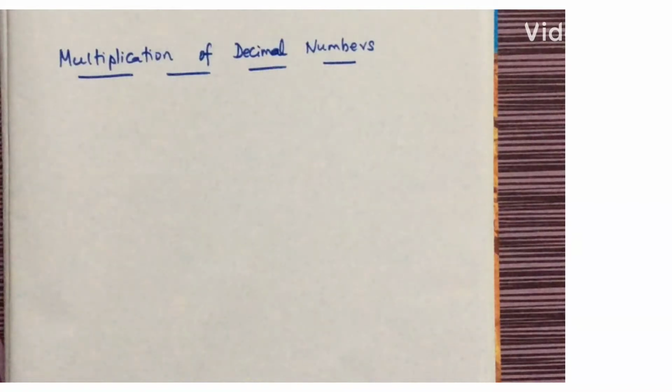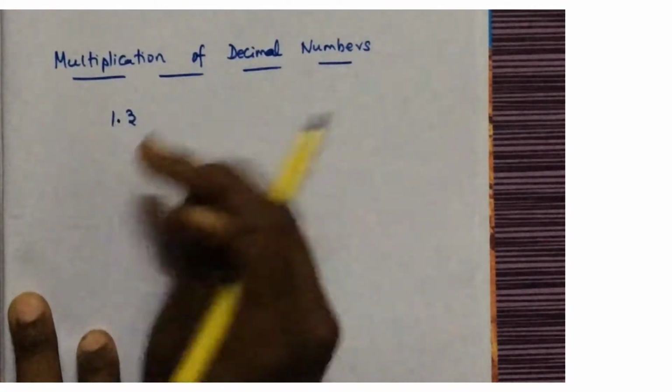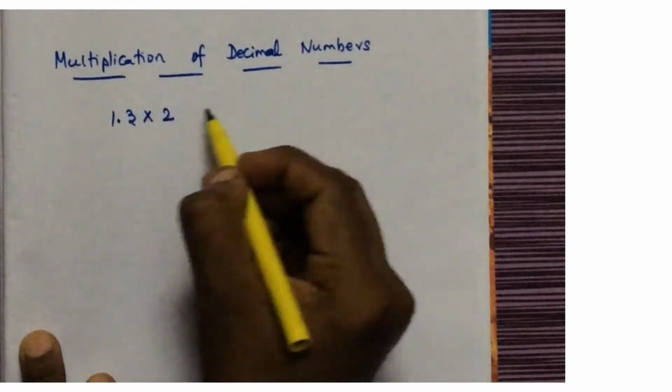Good morning. In this class we are going to see about multiplication of decimal numbers. First we will start with how to multiply a decimal number by a whole number. Take an example, 1.3. It's a decimal number. I want to multiply it by a whole number, 2.